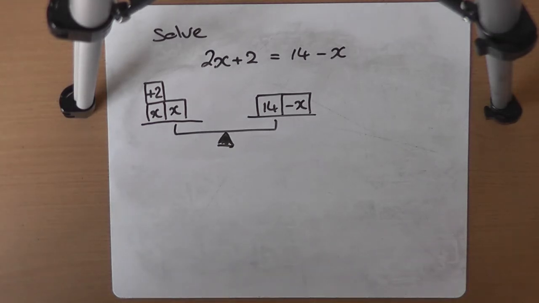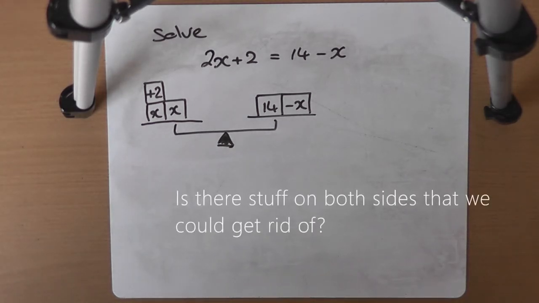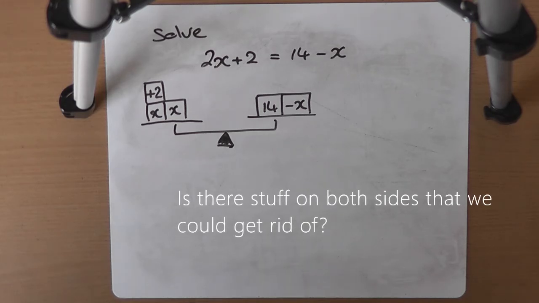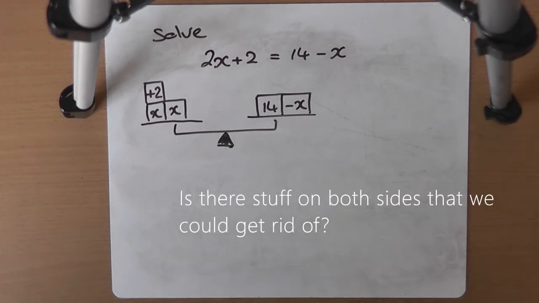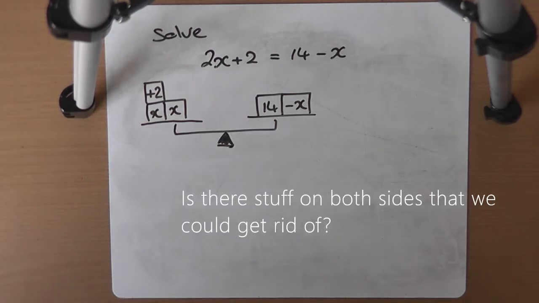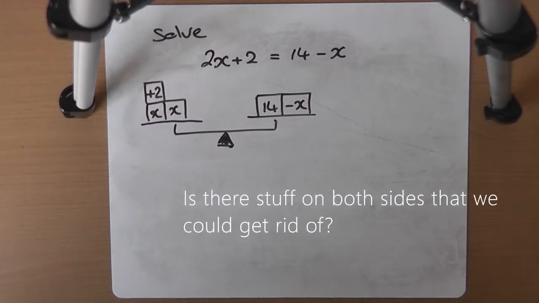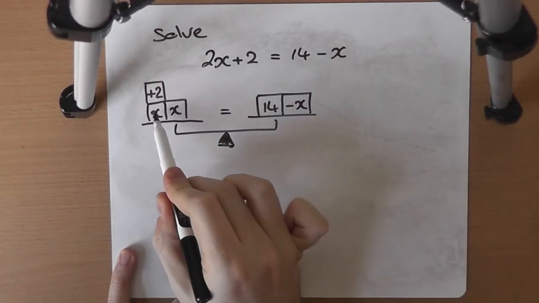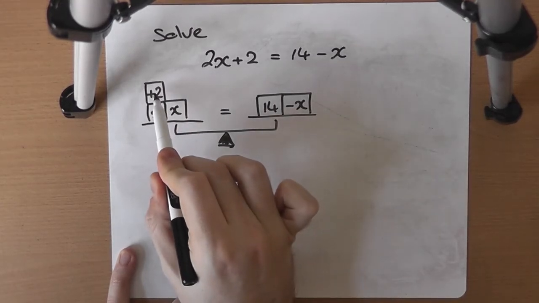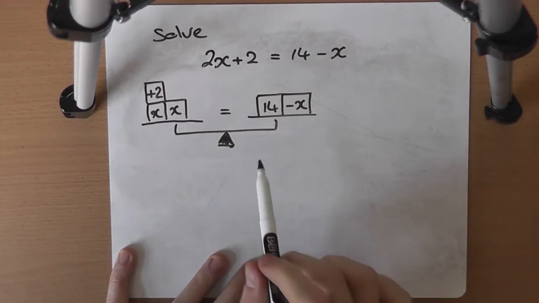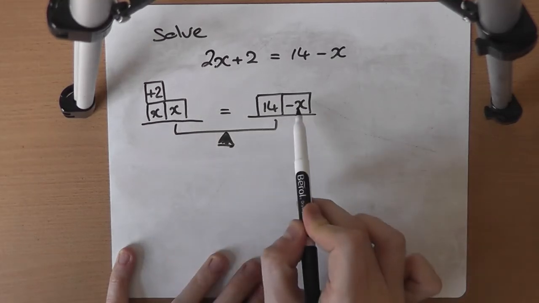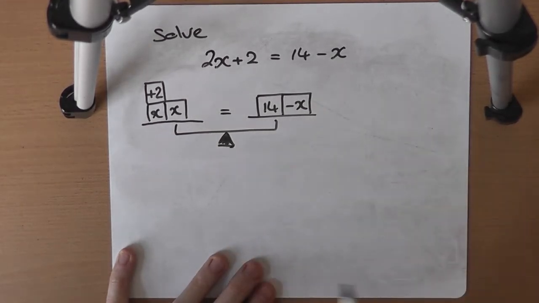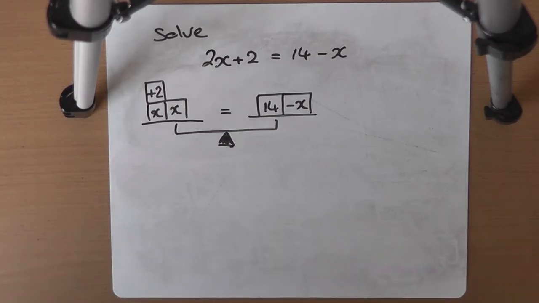So we ask ourselves one very simple question. Is there stuff on both sides of the scales that's the same that we can get rid of? And the answer is, oh. Well, the answer is no. These two things are balanced, but here we've got x, and plus 2. Here we've got the 14. We're going to ignore the numbers, so we'll just focus on the x's. That's the x and the x. And here we've got a minus x. And an x and a minus x are not the same thing.